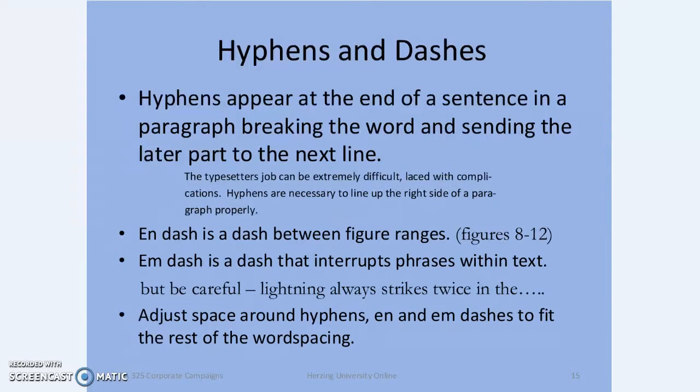How can we fix this? Multi-page print programs such as InDesign and QuarkXPress have hyphenation and justification adjustment settings that are all built into them, and they can help streamline that. An N dash is shorter than the M dash and is used for ranges of numbers, like in a telephone number. The M dash usually separates descriptive phrases within running text.